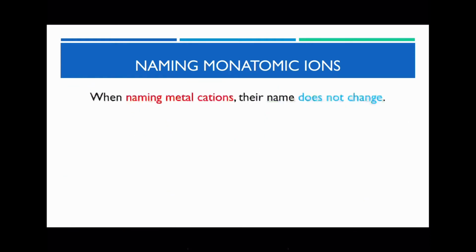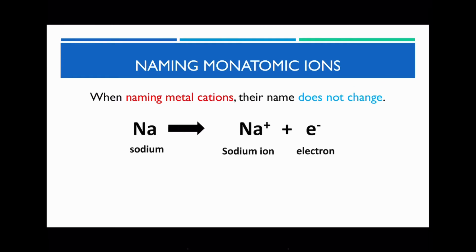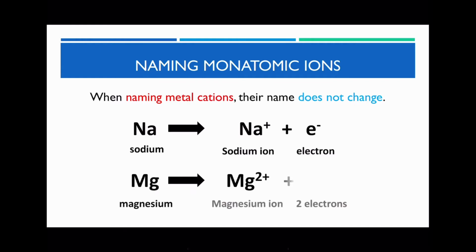Just to quickly summarize, when we're naming metal cations, their name does not change at all. Looking at these examples, when sodium becomes an ion, when it loses its electron, it still becomes sodium, but we just add an extra word, ion, to differentiate between a neutral sodium atom versus a sodium ion. Another example is magnesium. Magnesium has 2 valence electrons. It will lose these 2 valence electrons and therefore it will become a magnesium ion. Notice again, the name is not changed. You just add the word ion after it to indicate that this is an ion, not a neutral atom.